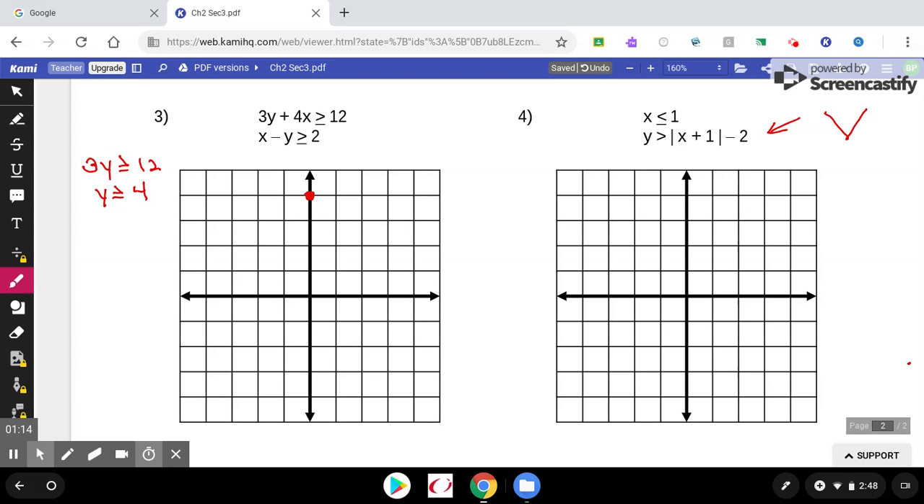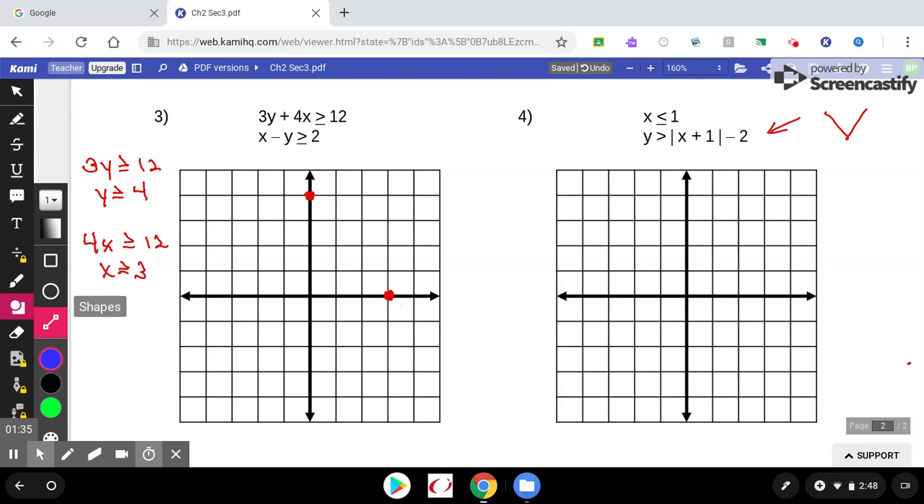So let's see. If I were to cover up the 3y instead, that 3y goes away. I would just have the 4x and the 12. And I could divide by 4, and I got 3. My x-intercept would be 3. So that's just a reminder of a different way to do graphing. Most people like slope-intercept form.